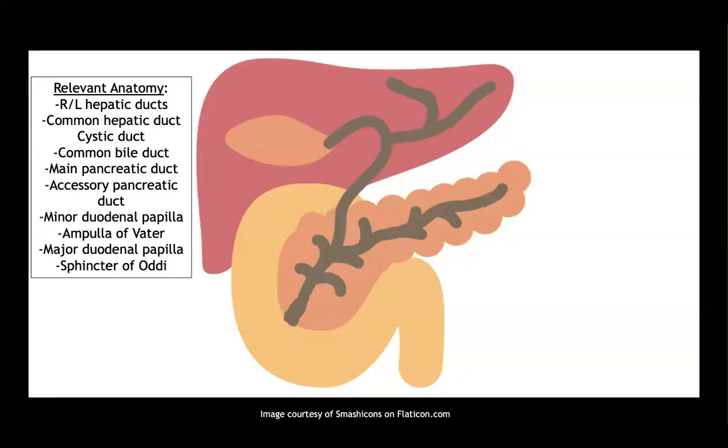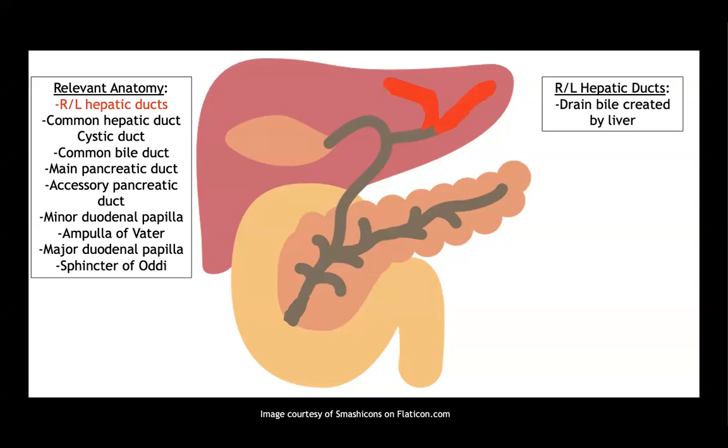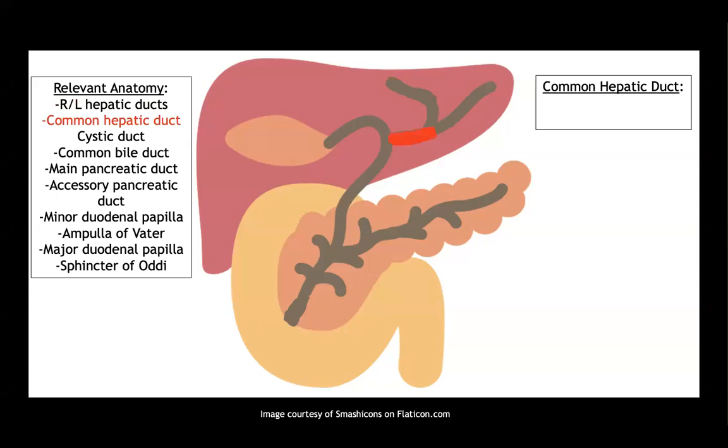Moving on to other relevant anatomy and how the pancreas connects to the gallbladder and liver by way of these bile ducts. So let's go over that. Here at the top, you have your right and left hepatic ducts. What these do is they drain bile that's created by the liver. Those ducts will drain into what's called the common hepatic duct. And so that's a confluence of both of the right and left hepatic ducts. You have the cystic duct over here that connects the gallbladder to the common bile duct. And speaking of the common bile duct, here it is. It's a formation of the cystic duct and the common hepatic duct.